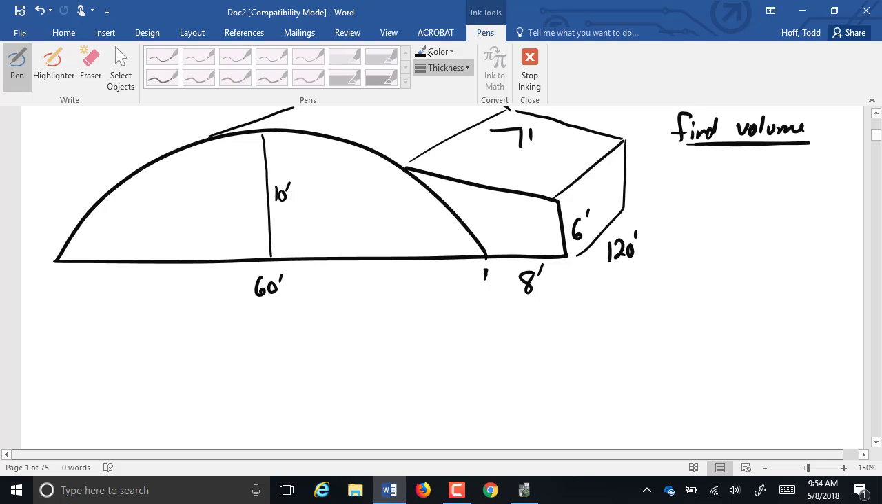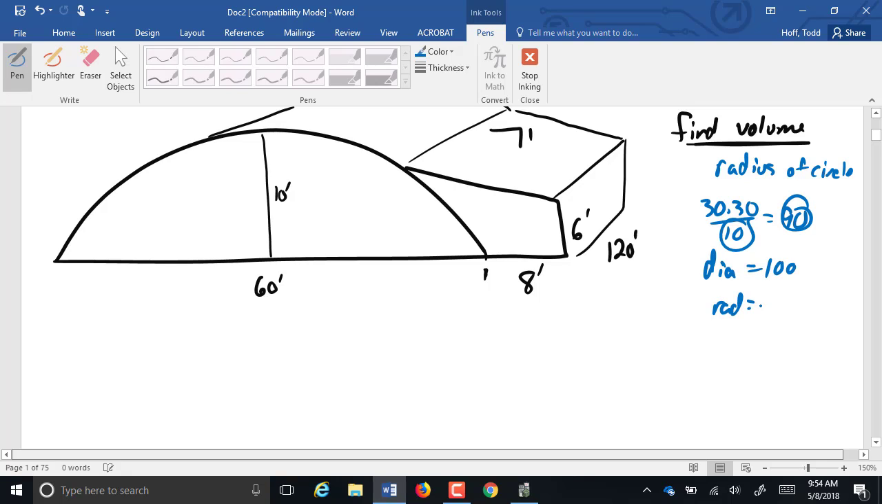What's our first step we need to find? The radius of the circle. We need the radius of the circle, right? Perfect. We got 30 times 30 divided by 10 gives us 90. So that means the diameter of the circle, 10 plus 90, is 100. So the radius is 50.